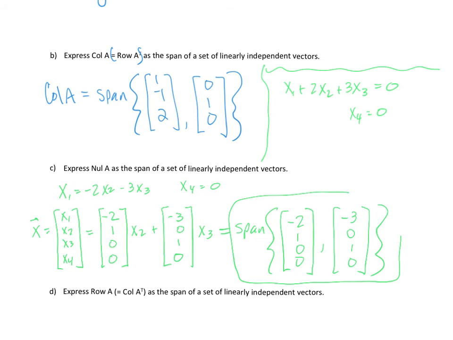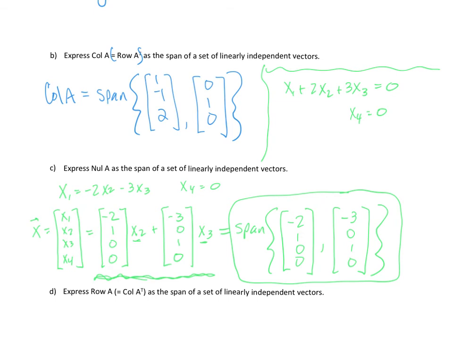Because the span is the set of all linear combinations, and that's exactly what we've written here. I have some weights that I've put on the vectors and I'm adding them together. The weights can be anything, so this is the set of all linear combinations of those two vectors. Okay, now I want to express row A as the span of a linearly independent set of vectors.